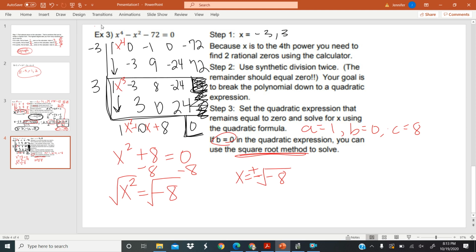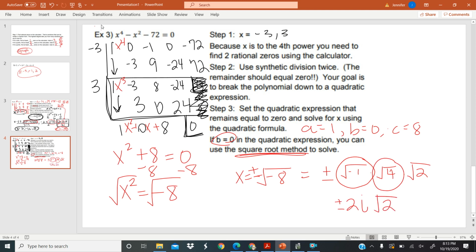And then we're going to simplify that the same way we were doing things yesterday. So it would be plus or minus the square root of negative 1 times the square root of any perfect square that goes into 8. In this scenario, it's going to be 4 times 2. So it would be the square root of 4 times the square root of 2. And then I'm going to simplify the ones that I can. The square root of negative 1 is going to be i. The square root of 4 gives us that plus or minus 2. And then the square root of 2 can't be simplified further.